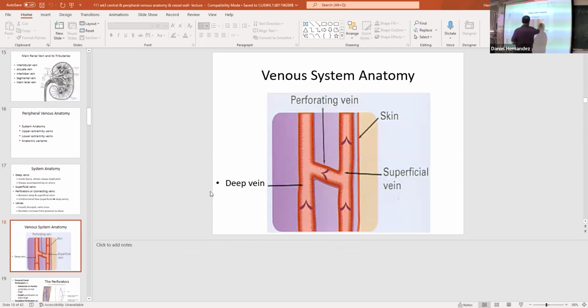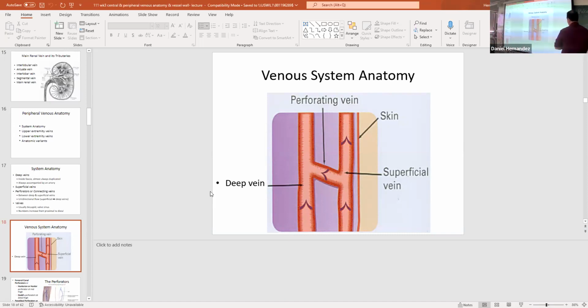So this is the patient's skin, and we're looking inward at the patient. This is the more superficial skin surface. This is deeper within the muscular fascia. You can see the deep veins and superficial veins coursing through, and then the perforator connecting the superficial veins to those deep veins.